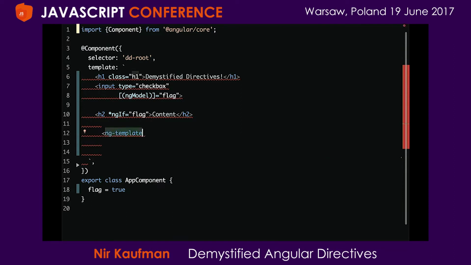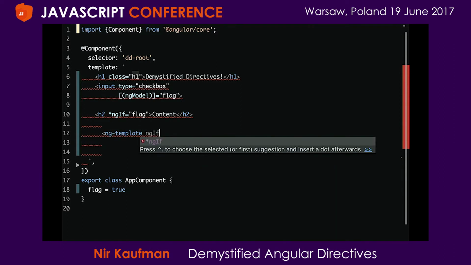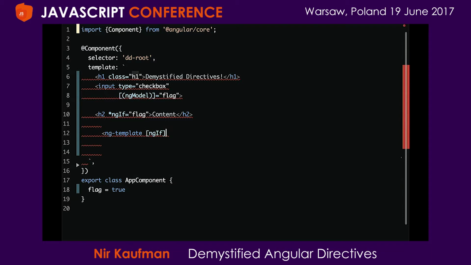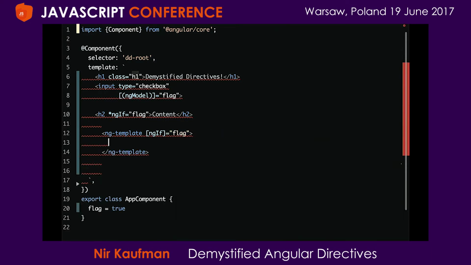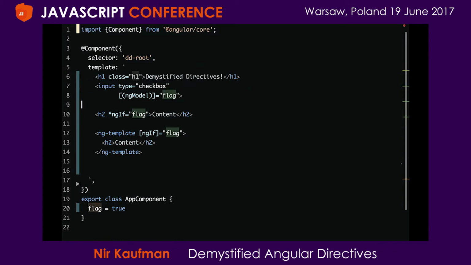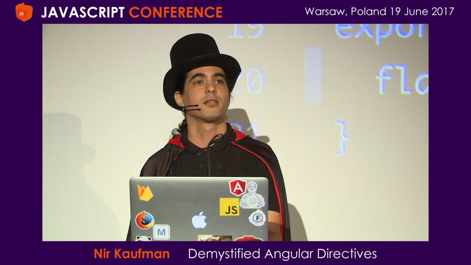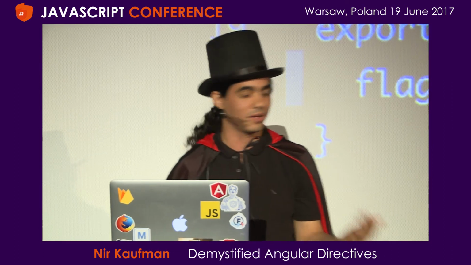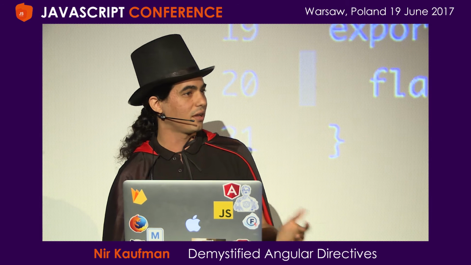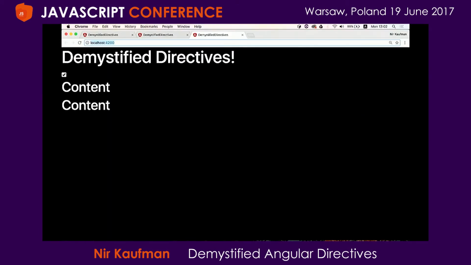ng-template, ng-if, simple binding to the flag, and inside of here, I can put my content. So this is what we write. This is what the compiler generates. And the compiler generates just a standard code. It's ng-template component with an input named ng-if. And that's it. Both of them should act exactly the same way.